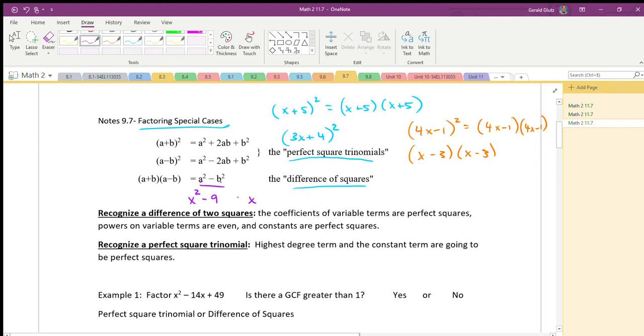Another example would be like 4x squared minus 25. 4x squared is 2x times 2x, and then 25 is 5 squared. So the answer, if I was factoring this, would look like this. The first number is going to be the same thing. The second number is going to be the same thing, but with opposite signs. So 2x minus 5, 2x, I should say plus 5. Whoops.